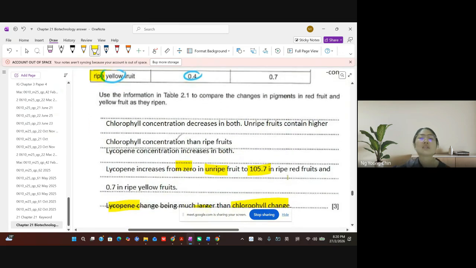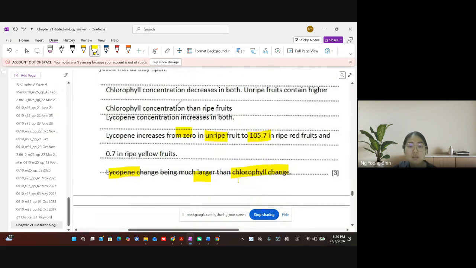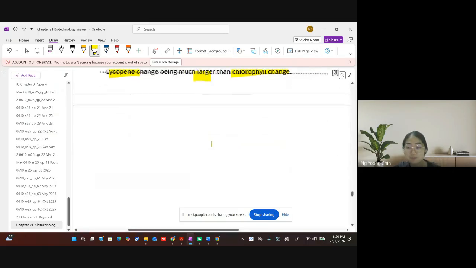So you see, they are not asking you to explain why the unripe yellow fruits have a higher concentration than the ripe yellow fruits. Okay, so I just need to compare. They will usually give you 2 types of data, and then you need to draw the table and compare it.